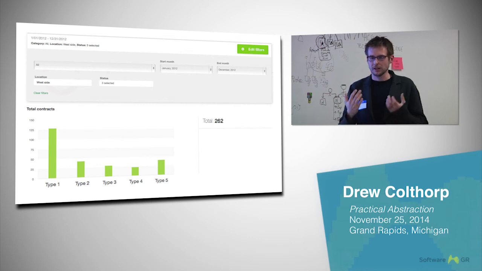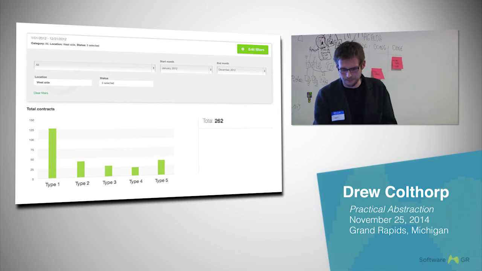So when we were tackling this problem, we were looking for how can we find a solution that's going to give us a lot of leverage, that's going to help us solve as many of these problems as we can in a way that doesn't take a crazy amount of implementation cost.